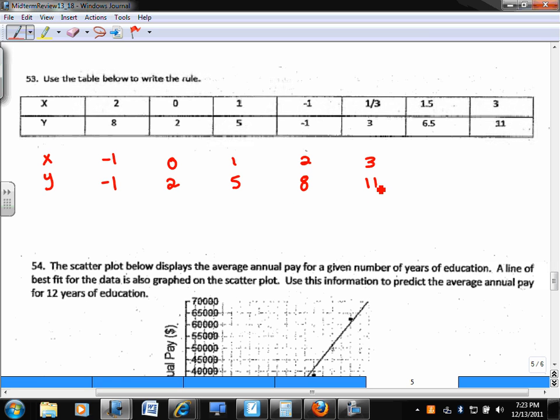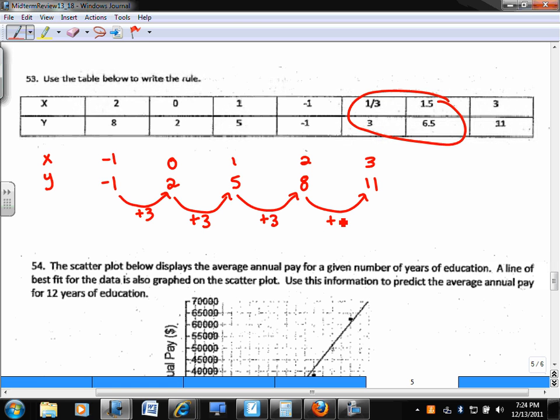Now you'll notice that I haven't entered these numbers yet. We'll talk about those in just a minute. Let's see if we can make a rule without those first. So each time x goes up by 1, how does y change? Well, to get from -1 to 2, we had to add 3. Let's see if that holds steady. From 2 to 5, we added 3. From 5 to 8, we added 3. From 8 to 11, we added 3. So that rule holds.